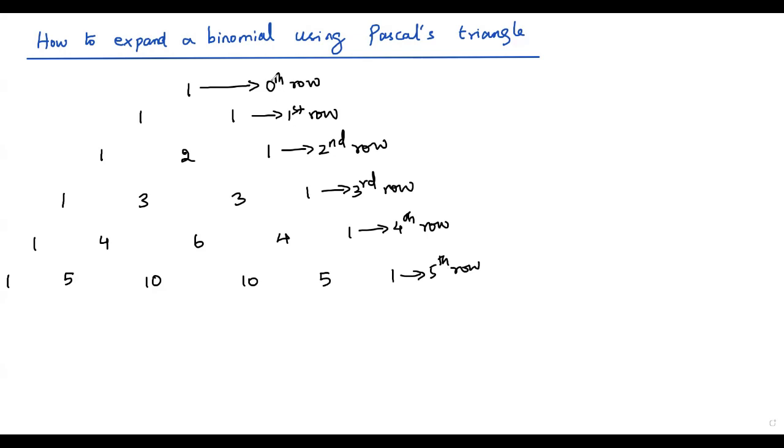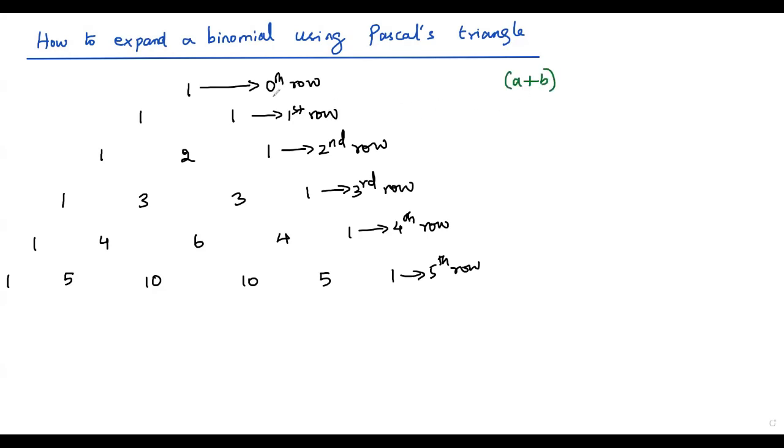Now this 0th row means 0 represents the exponent of the binomial. So here the first row means this number 1 over here represents the exponent of the binomial. So in this second row, this number 2 over here represents the exponent of the binomial. Now let me consider a binomial that is A plus B.